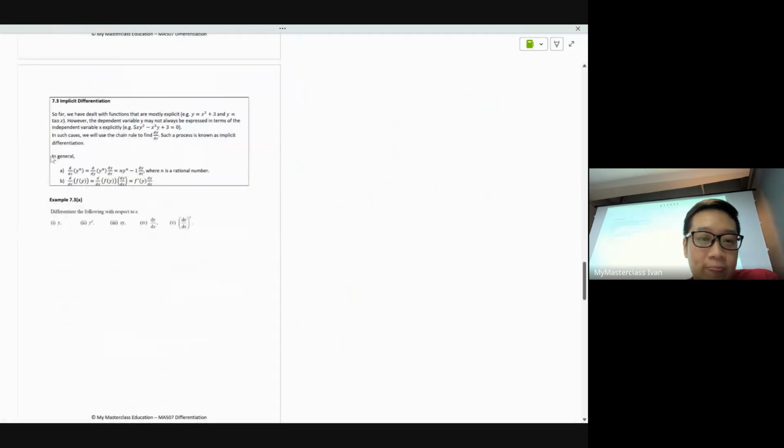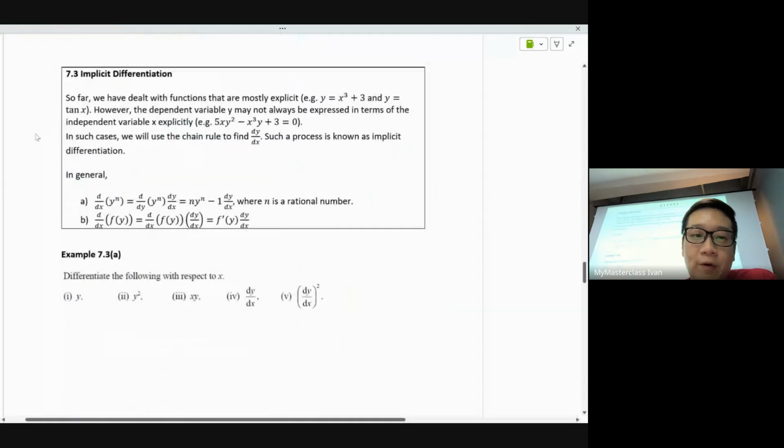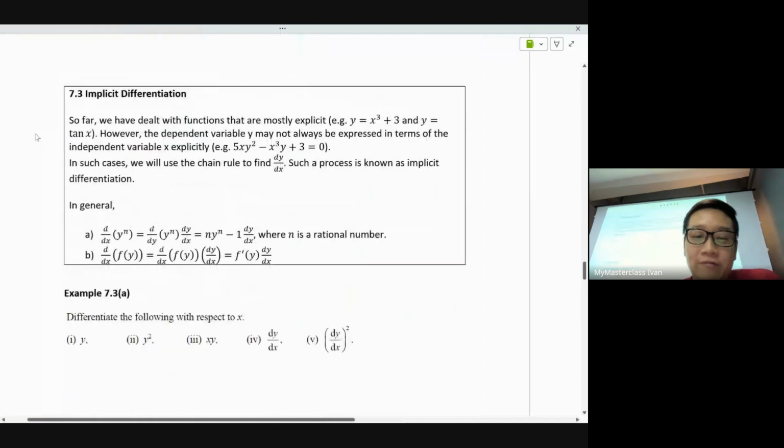So go to the next one. Yeah, implicit differentiation is super important. When I differentiate anything with y, I must always include the dy dx there. So look here.